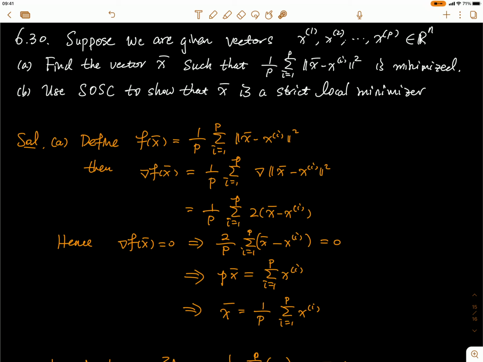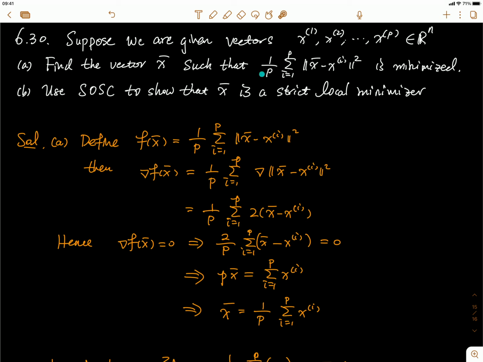Okay, so this question asks us to find the minimizer x bar. We're given p vectors in Rn, and we want to find the x bar that minimizes this sum of the squared norms. That's the first part of the question. The second part says to use the second order sufficient condition to show that x bar is a strict local minimizer. Okay, so we first find the minimizer of this.